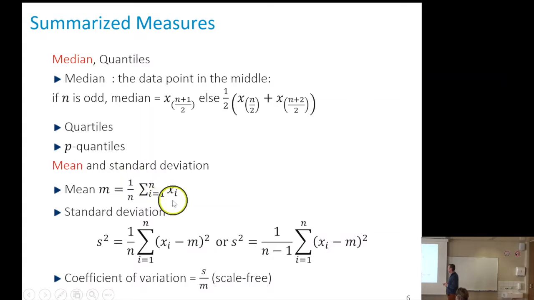Nevertheless, the mean is much easier to compute because with a calculator you can compute it. Here you need to sort the entire data set. That means that whenever a new data point comes, you have to resort everything. So computing the median incrementally is much more complex than computing the mean. So the mean also has its interest.